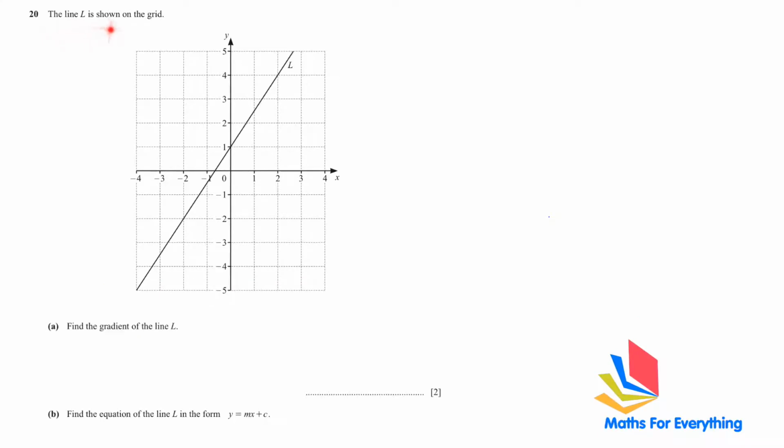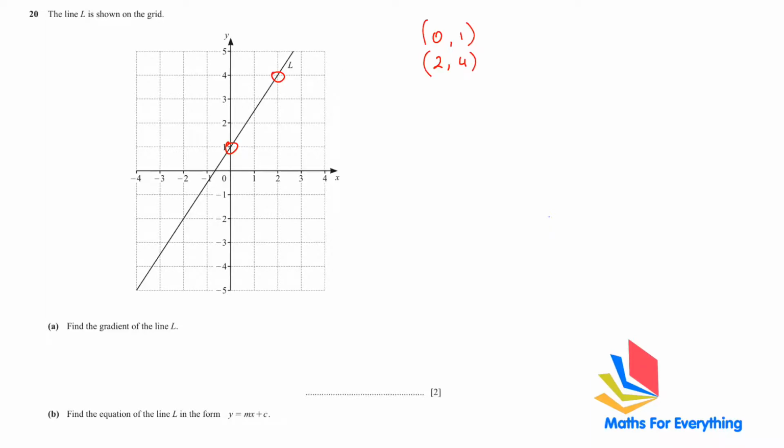Question number 20. The line L is shown on the grid. Find the gradient of the line L. We need to find 2 points. Always try to choose a point on the y-axis and the x-axis if they cut points, like if they're cutting 1, 2, 3 or -1, -2, like that. So the first point is 0, 1. The next point we'll choose is 2 and 4.